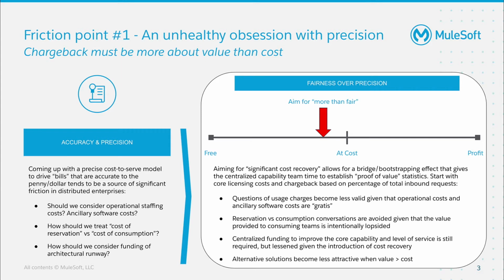In other words, don't have an intention of covering the full cost to serve a request, at least not out of the gate, because a precise cost to serve computation requires a lot of cost accounting work that covers operational staff, ancillary software, architectural runway, allocating headroom for usage spikes, and other items that your application consumers and creators don't really care about.